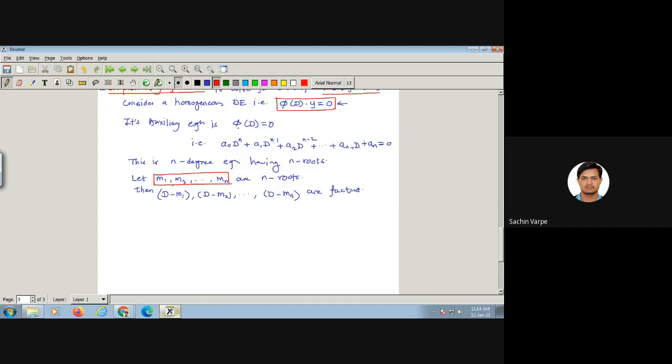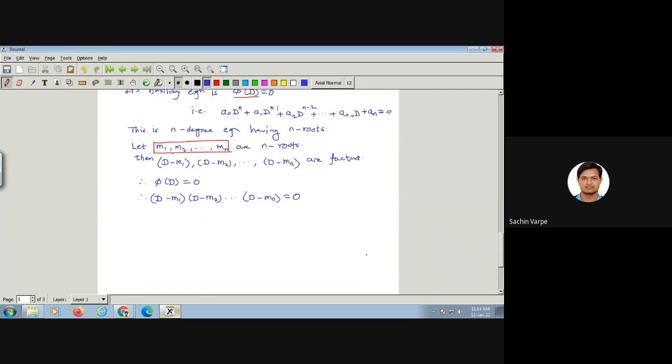So I can write this phi of D into its factored form. Therefore phi of D equal to 0 means D minus m1, D minus m2, and so on, D minus mn is equal to 0. Is it correct? Is it clear to everyone?